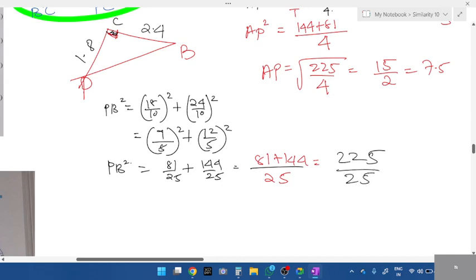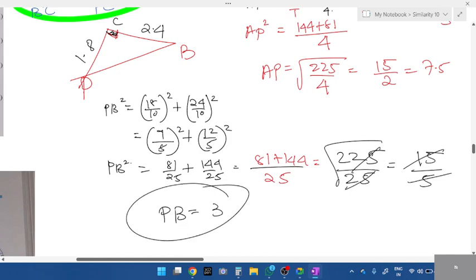225 divided by 25. Reduce it, students. Yeah, reduce it. Or you can even find the square root directly. What is the square root of 225 by 25? 15 by 5. 3 centimeters. PB is 3 centimeters. You can reduce and find, or find the square root and reduce it. Both are the same. PB is 3 centimeters.